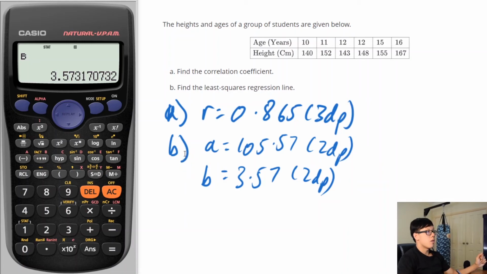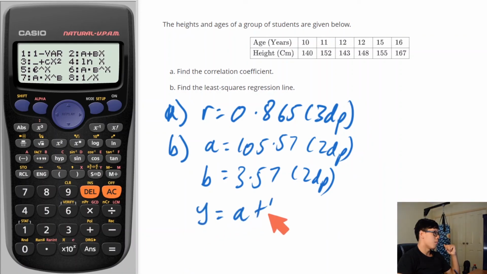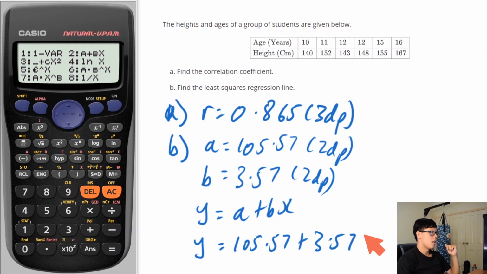Okay, so one thing that we want to make sure of though is that the form of the equation used by the calculator is a little bit different from what we're used to. We're normally used to y equals ax plus b, but in this case, the way they've got it set up, if I go back to mode statistics, they've actually got a plus bx. So it's going to be in the form y is equal to a plus bx, which we can deal with just fine. Y is equal to a plus bx, which means y is equal to 105.57 plus 3.57x. And that is our least squares regression line.